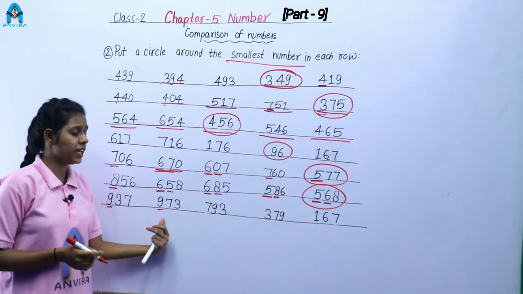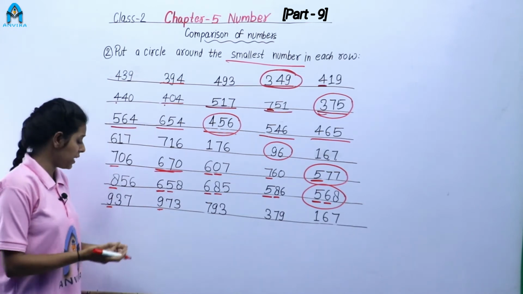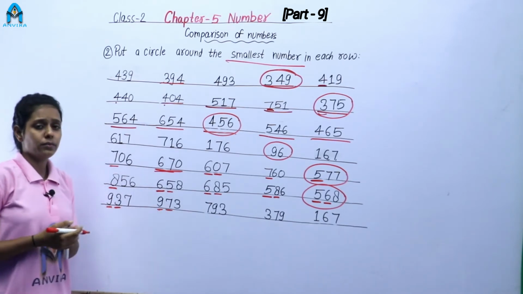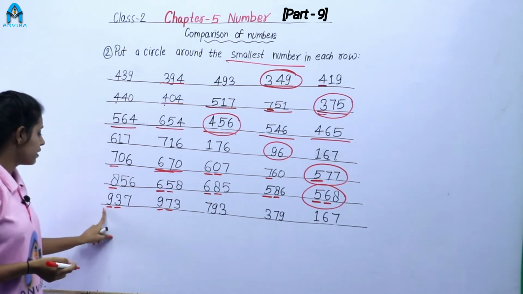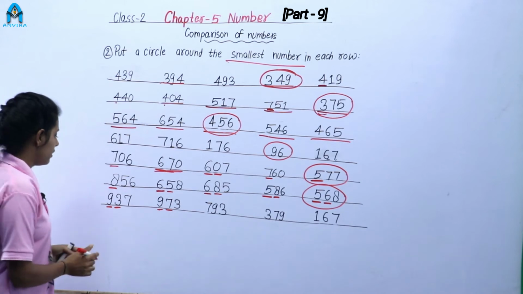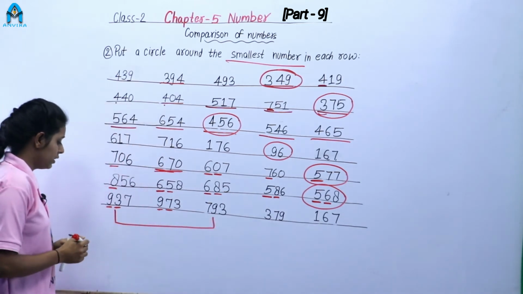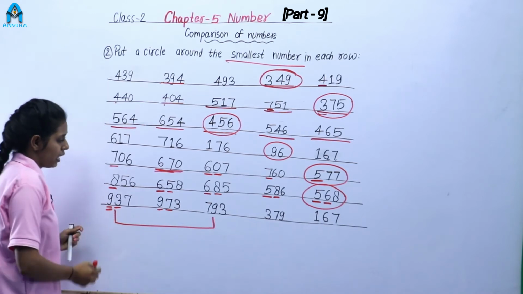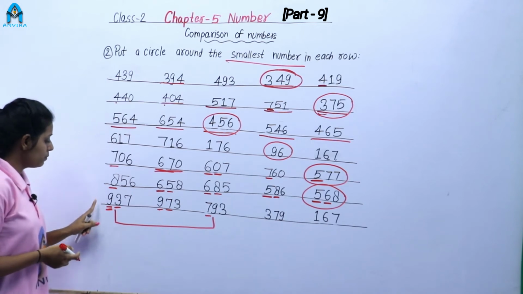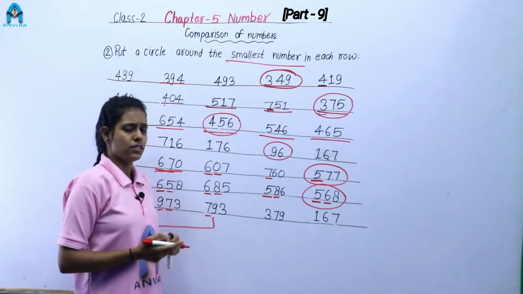973. The hundreds place is equal. So, let's go to the tens place. So, this is 3 and this is 7. Which is smallest? Yes, 937 is smallest. Now, compare this and this number. On hundreds place, this is 9 and this is 7. So, which is smallest? Yes, 7 is smallest.